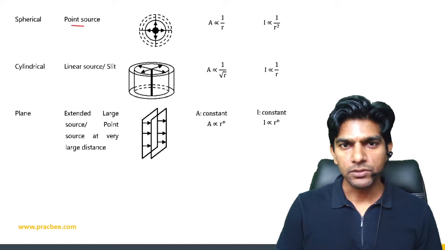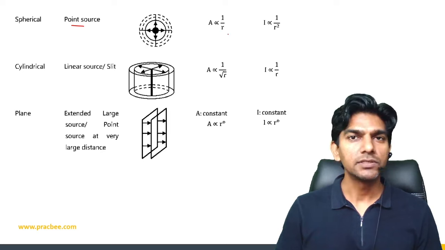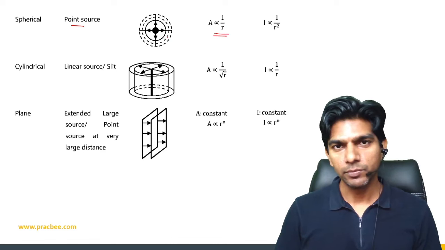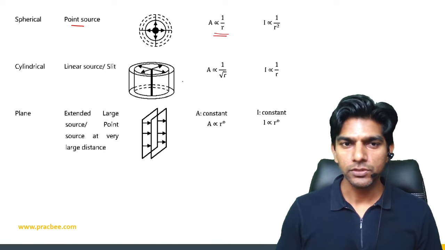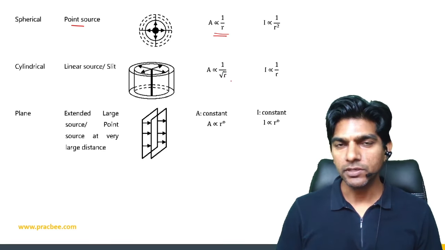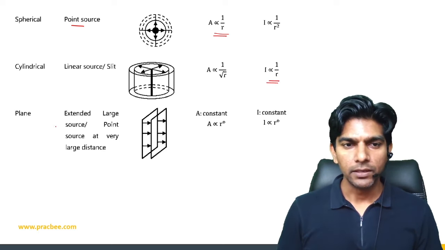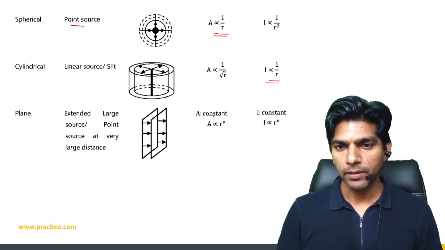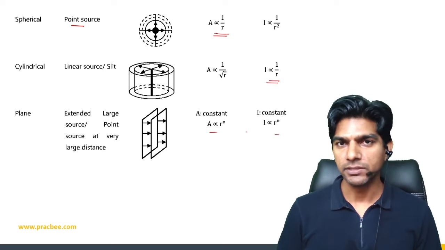Now let us see. In case of a point source, we have spherical wavefronts, and the amplitude of the wave is inversely proportional to r, where r is the distance from the point source. Similarly, intensity is inversely proportional to the square of the distance from the source. In case of a linear, or you can say cylindrical wavefront, amplitude is inversely proportional to the square root of the distance, and the intensity is inversely proportional to the distance from the source. In case of a planar wavefront, intensity and amplitude do not change. So you have to remember these concepts.